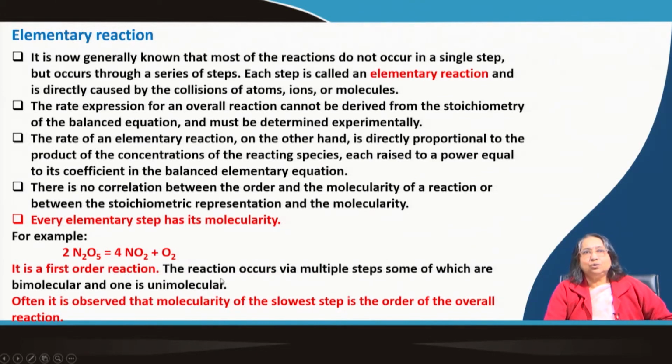Why is it not matching? Because the reaction occurs by multiple steps, some of which are bimolecular and one is unimolecular. And all the steps are not occurring at equal speed, that is another thing. Some are slow, some are fast. So, how to determine the molecularity and how to determine the order? Order is experimentally determined, that is for sure, but how to tell the molecularity, that is a very important thing.